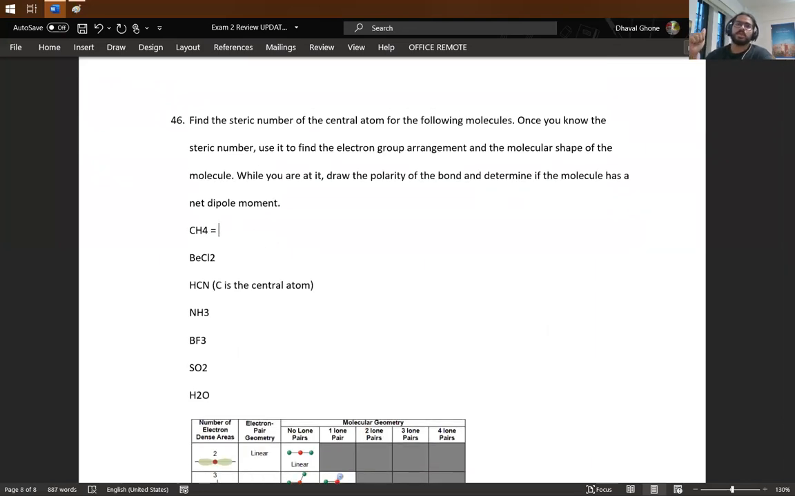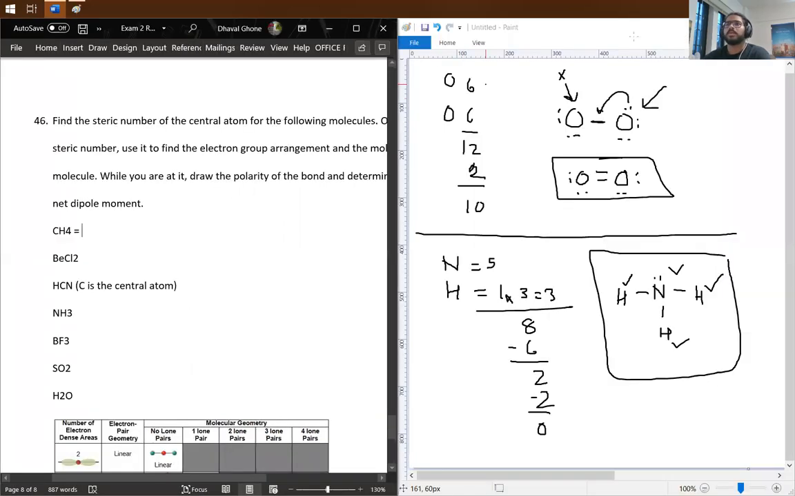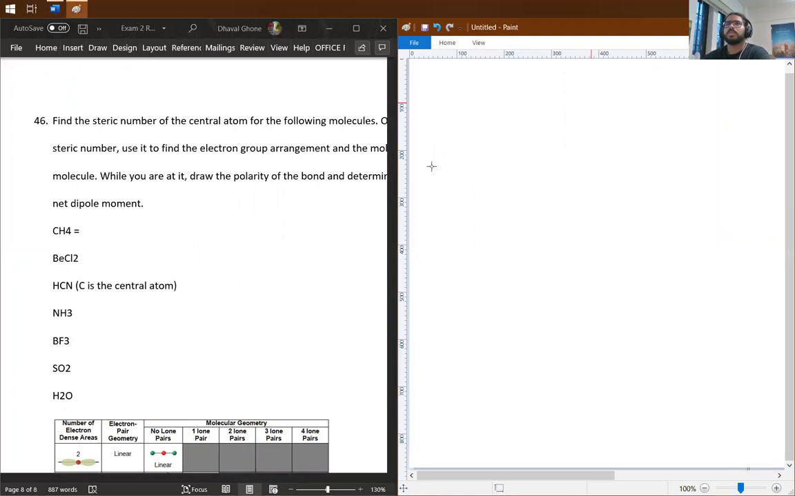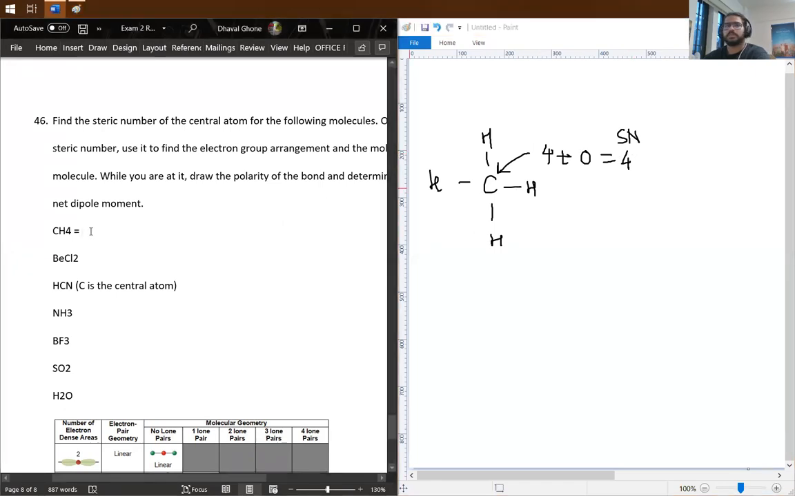To find steric numbers, you draw the molecule, and then you calculate in the central atom how many bonds you have and how many lone pairs you have. Okay, I'm going to go back to the paint over here. We drew CH4 earlier as C with 4 bonds to H, so carbon here has 4 bonds and no lone pairs, so my SN is just 4. I should write SN equals 4.